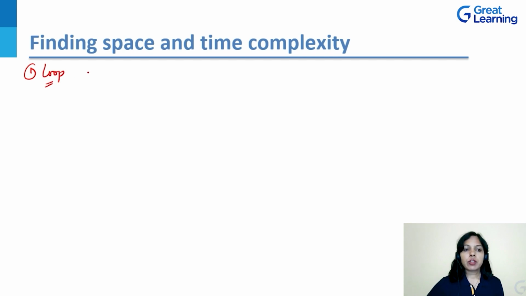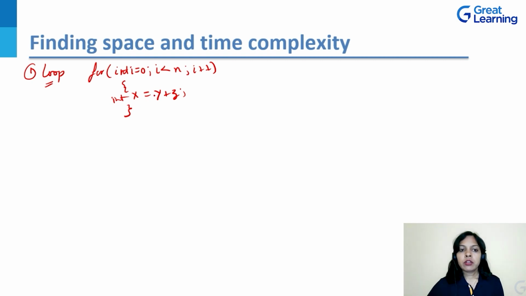If I talk about loops, the very frequently used loop is your for loop. So let's see: for int i is equal to 0, and it goes till i less than n, i plus plus, and then there is some statement here, maybe x is equal to y plus z. Let's assume that all these variables were declared before, in any programming language for that matter. So if I tell you to find out the time complexity, what time this complete code is going to take if n is the input.